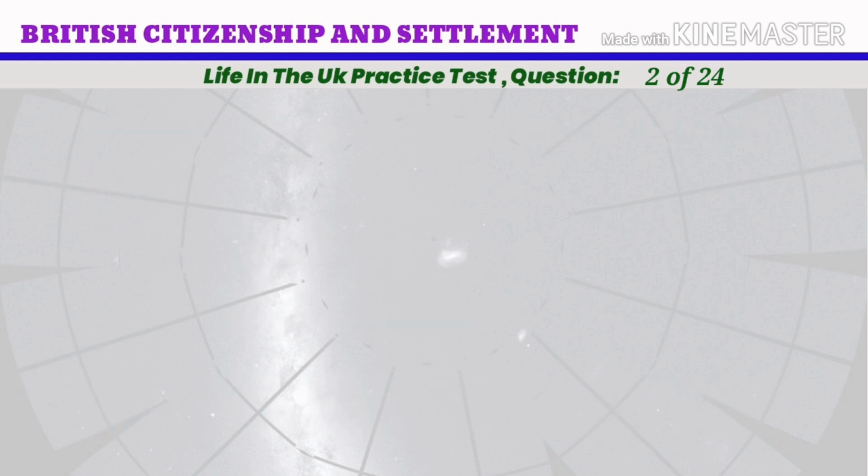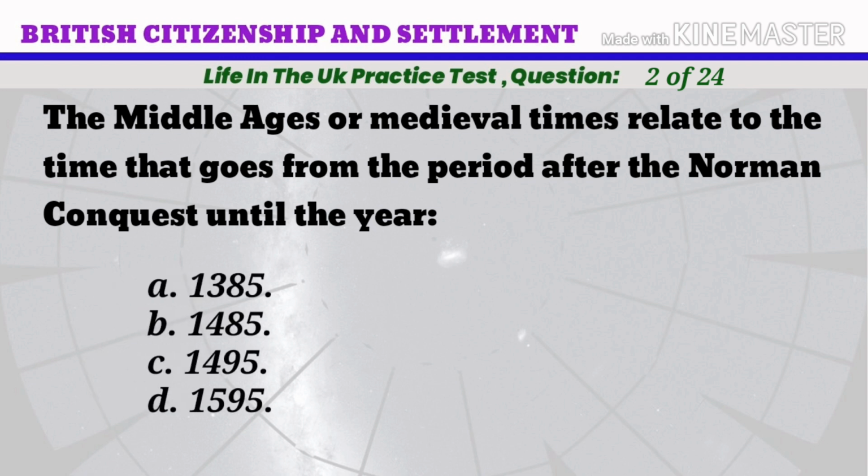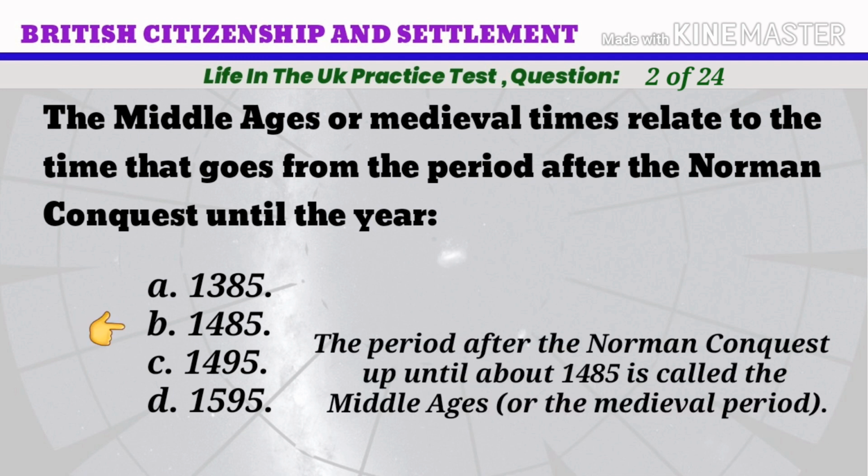Edward. Life in the UK practice test question 2 of 24. The Middle Ages or medieval times relate to the time that goes from the period after the Norman conquest until the year A. 1385, B. 1485, C. 1495, D. 1595. The correct answer is B. 1485. The period after the Norman conquest up until about 1485 is called the Middle Ages, or the medieval period.